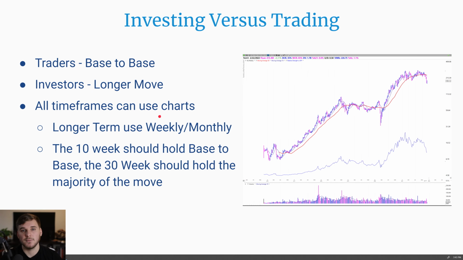Basically, and this is very general here, traders like to go base to base. We like to ride the trends, not so much sit through consolidations that last more than a week or so. And investors are trying to play that longer term move. So say this is a base right here, a trader might buy it here and try to ride and get out as the stock breaks this 10-week moving average, while an investor is trying to get in right here just as the trend really starts going and is trying to ride this longer term move.